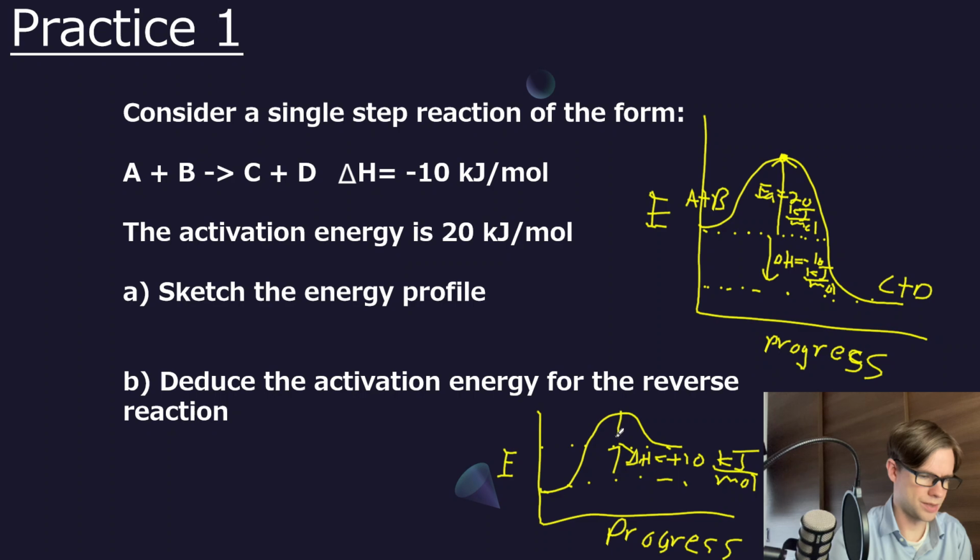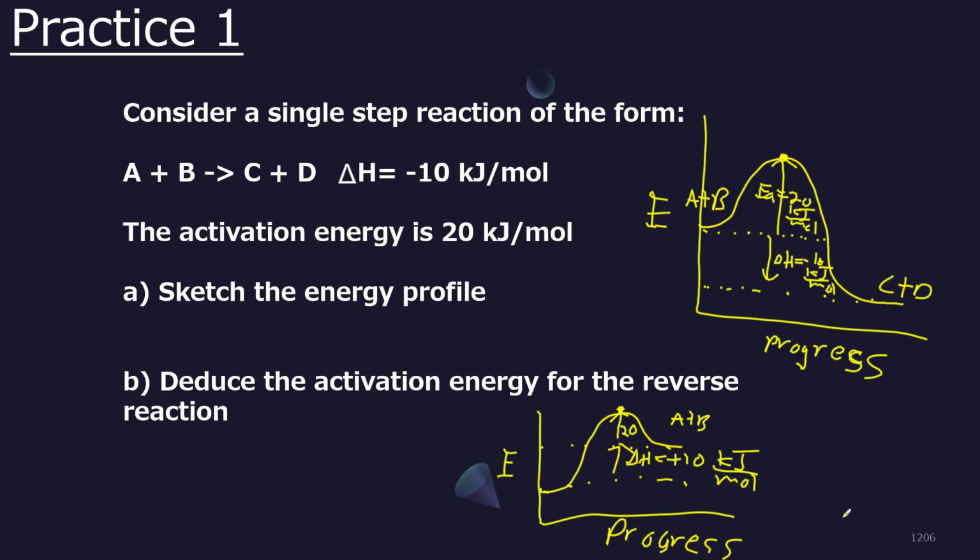But our activation energy, you have to know exactly what it represents on this graph. This space from A plus B here up to the transition state is still 20. So the activation energy for an endothermic reaction going like this is from the starting materials up to the highest point of the transition state. So that would be a large arrow composed of 10 plus 20.